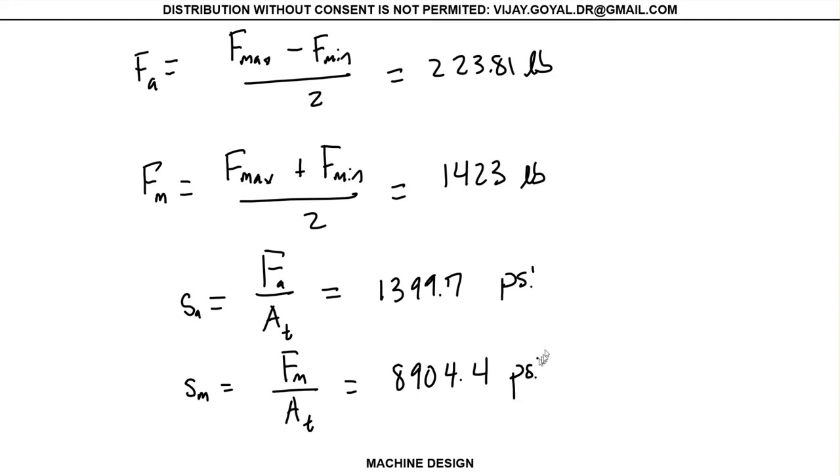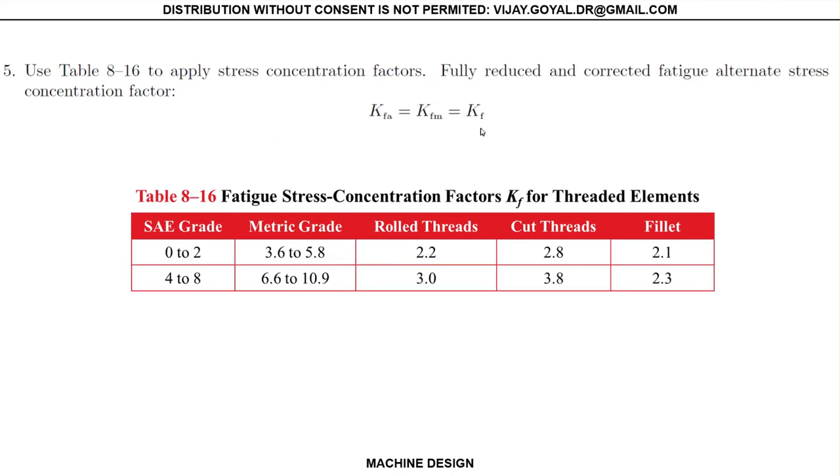This gives you 4.4 psi. Now that you have your alternating and your mean axial stresses, we will go to the table to find your K_f. And as I told you, assume this is a cut thread unless something else is given. The grade size was 7, so this is where we are. So this is the value, and it is equal to 3.8.